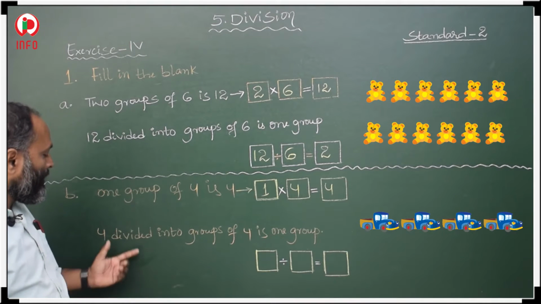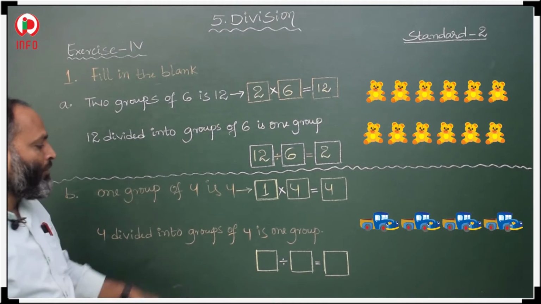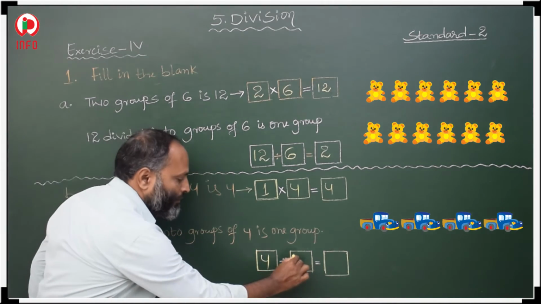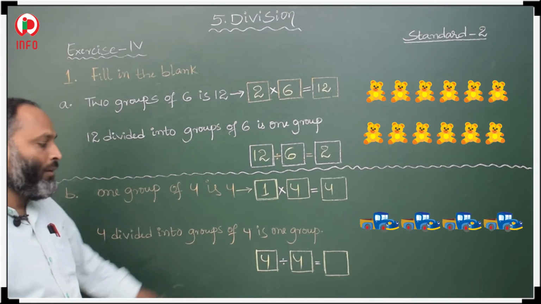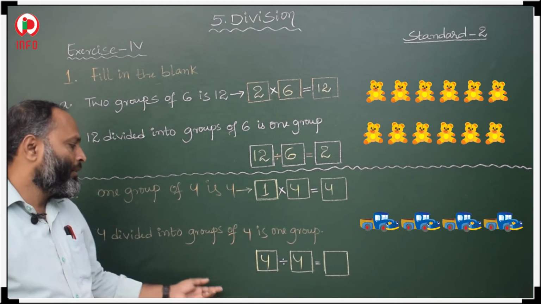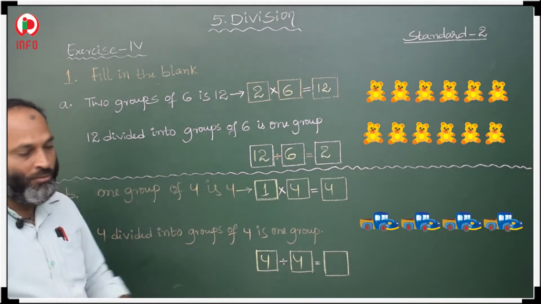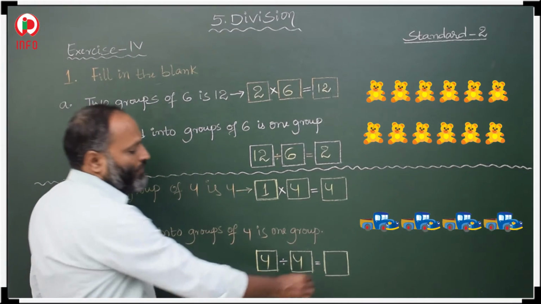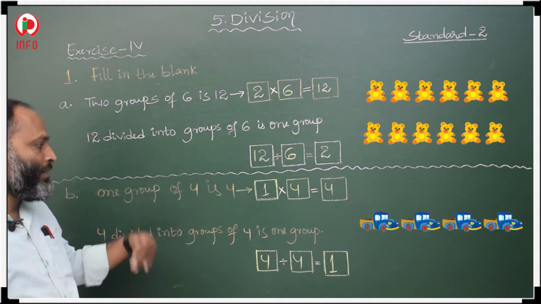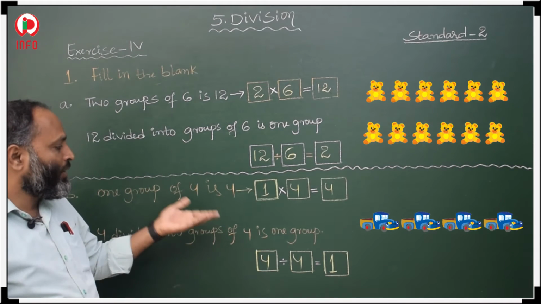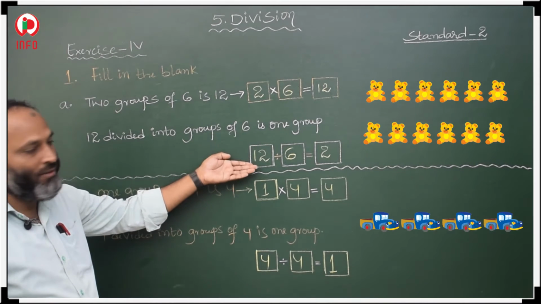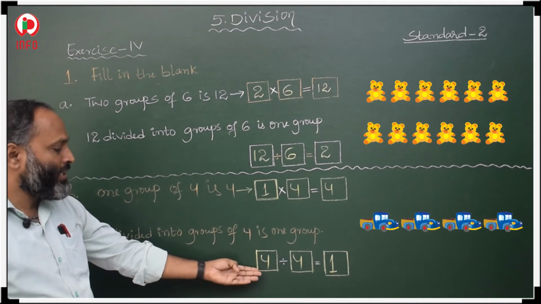Next, here 4 divided into groups of 4. 4 divided into 4 in one group. If 4 is divided into 4, how many toys were there in total? 4 toys divided into 4 is in one group. 4 toys in one group. So, with that we have to divide. Then how many groups will we get? One group. So, in this way, we have to convert the given groups into multiplication fact as well as division fact.